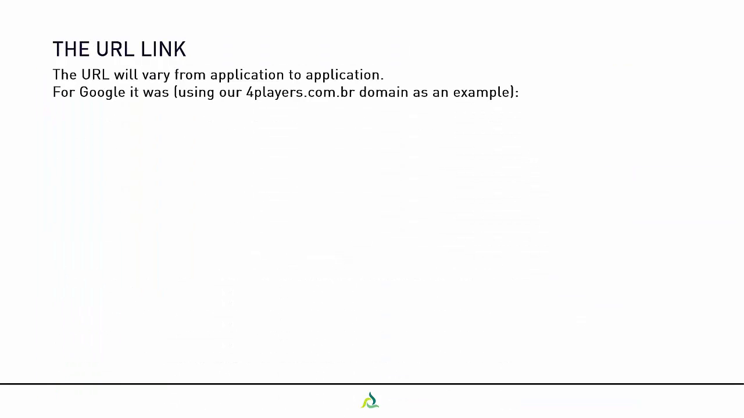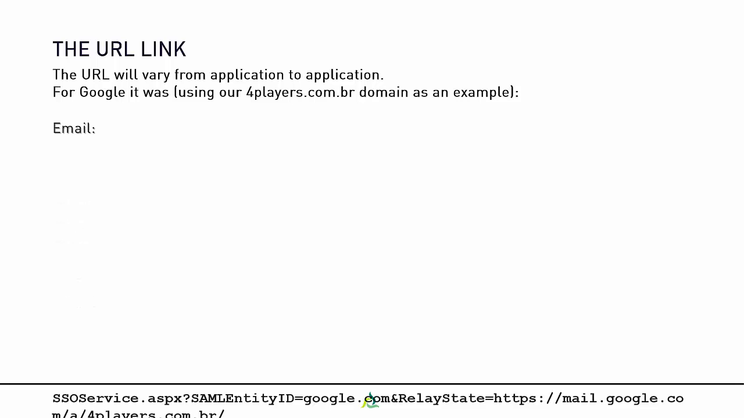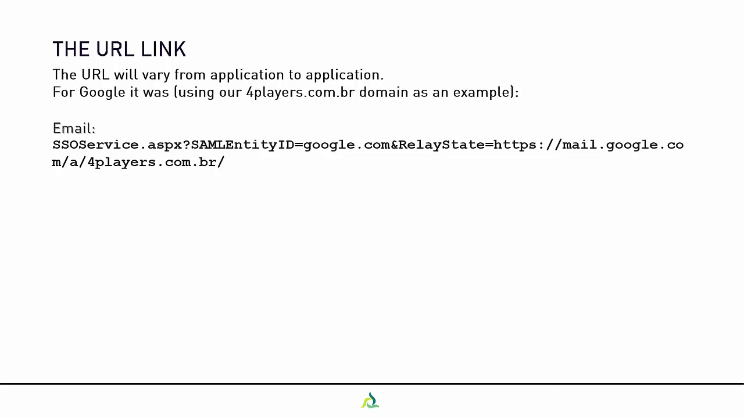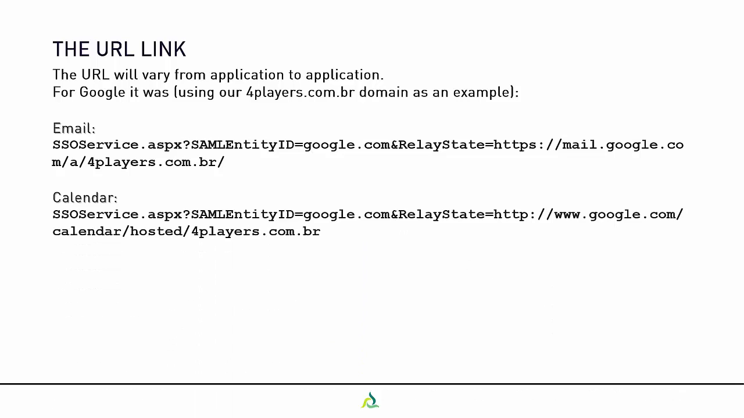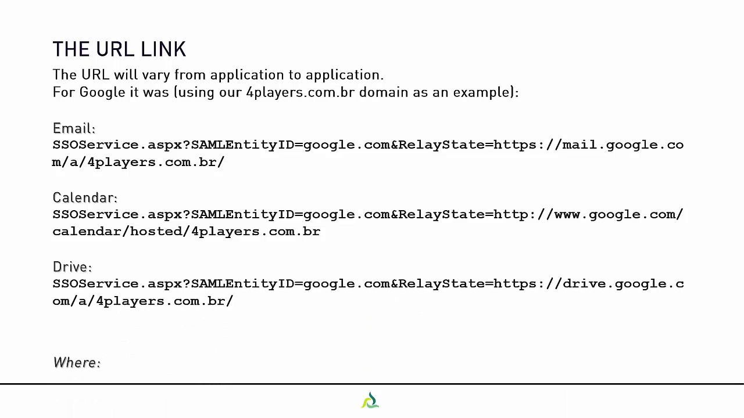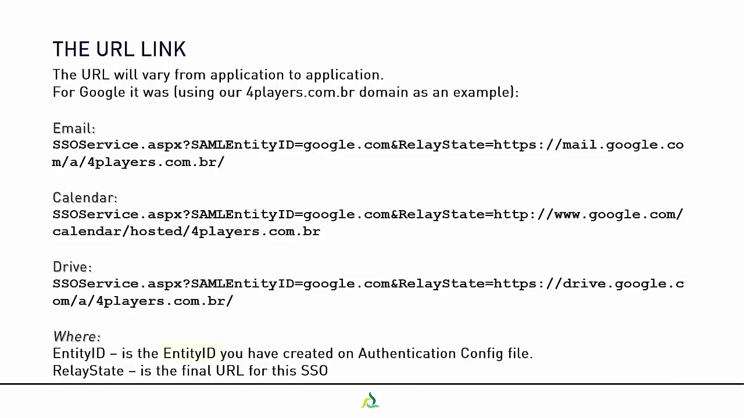So what is the URL that is used? In this case, we're using forplayers.com.br as an example. The link used is this particular link for email, for calendar, and for Google Drive. And just to remember, the identity ID is what you have created in the authentication config file, and the relay state is the final URL for this SSO.